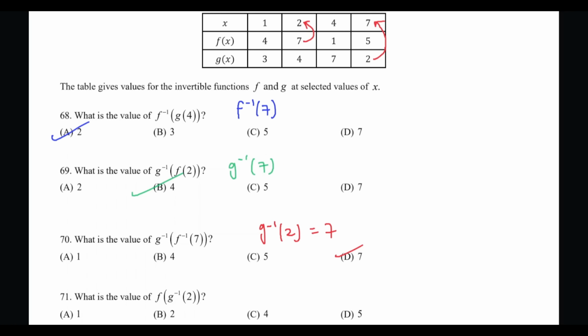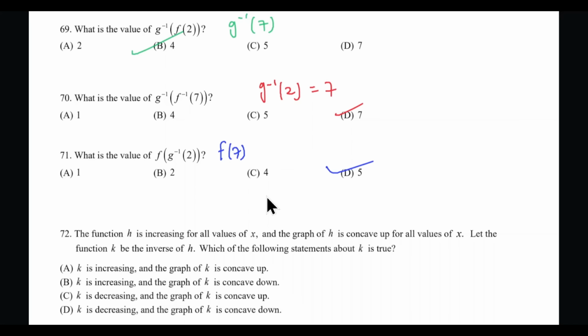And the last one, f inverse of f of g inverse of 2. G inverse of 2 is the x value when g is 2. G is 2 right here, so its x value is 7. So what is f of 7? Pretty straightforward. At x equal to 7, f is 5. So the answer is 5 over here.